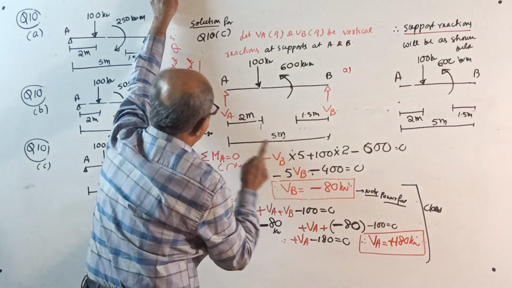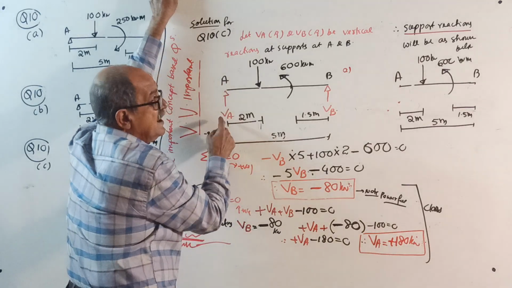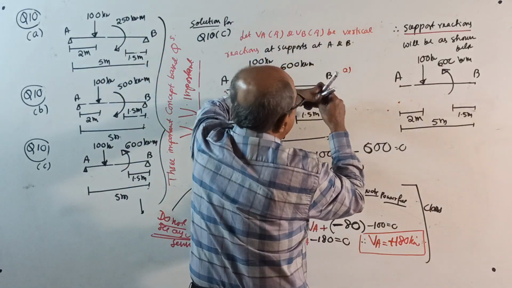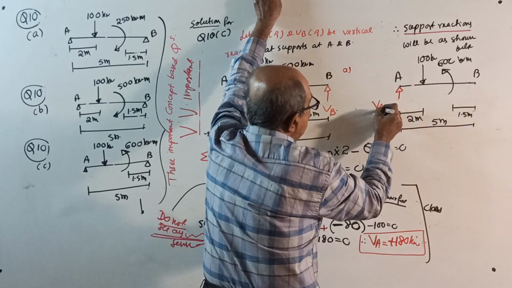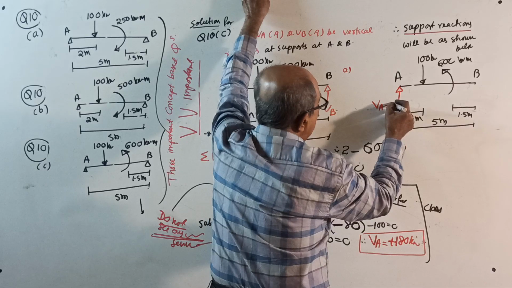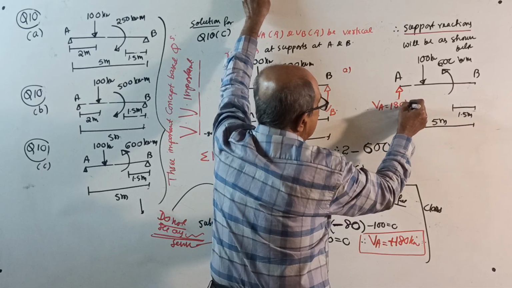Now, write the class. We assumed VA vertically up. The answer came plus, which means this assumed direction is correct. So enter your VA in the same direction. No sign now, no plus also. 180 kilonewton.